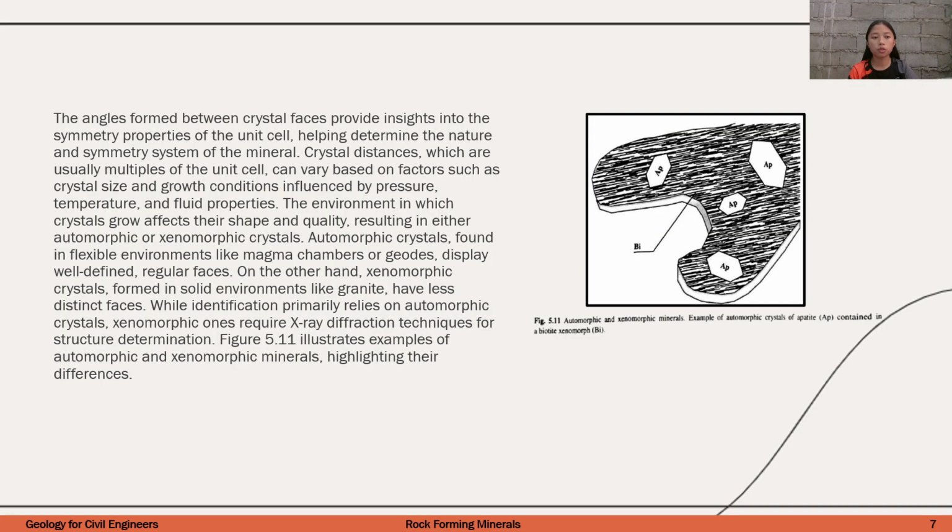The angles formed between crystal faces provide insights into the symmetry properties of the unit cell, helping determine the nature and symmetry system of the mineral.